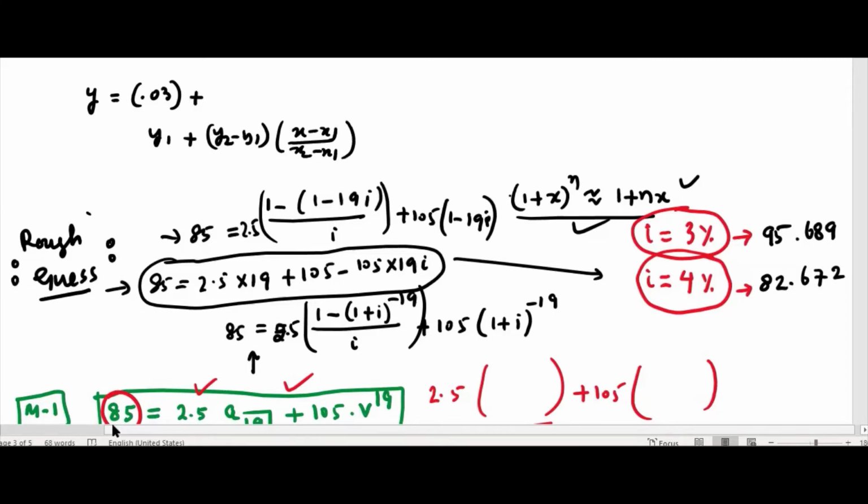So here the difference, if you see, is 1%. y2 minus y1, when I consider y1 is 3%, this will be 1%. Then x minus x1. What is x? This is x. 85 minus x1. This is x1 corresponding to y1.